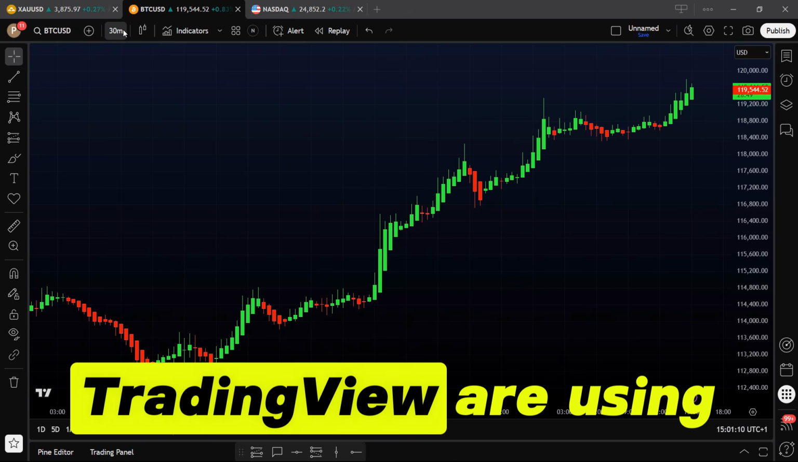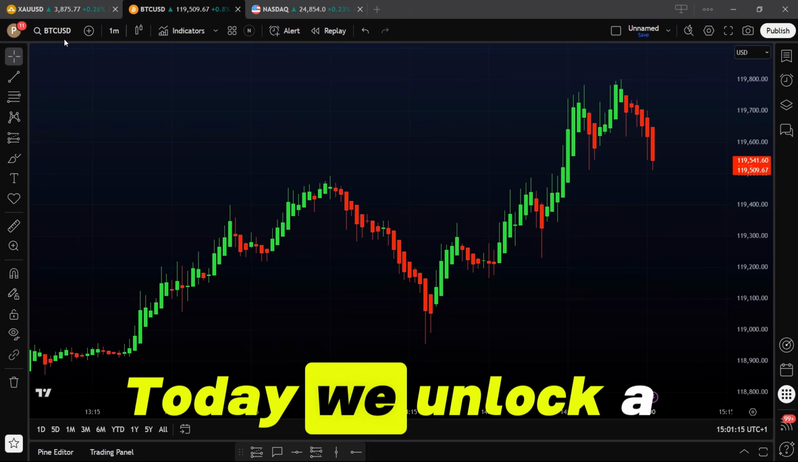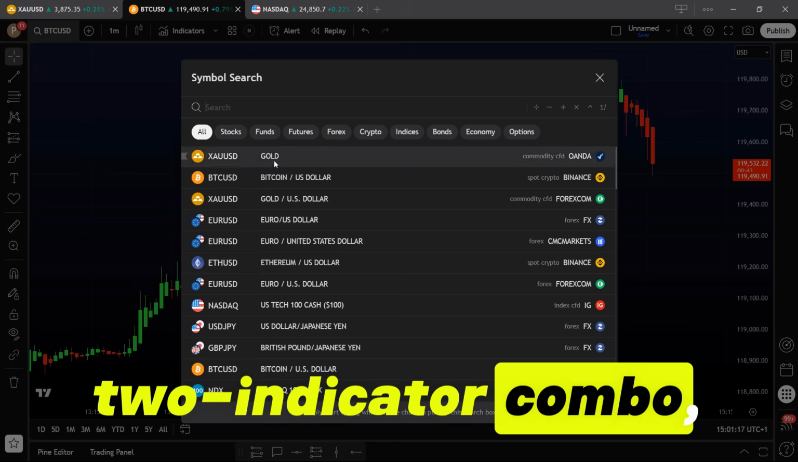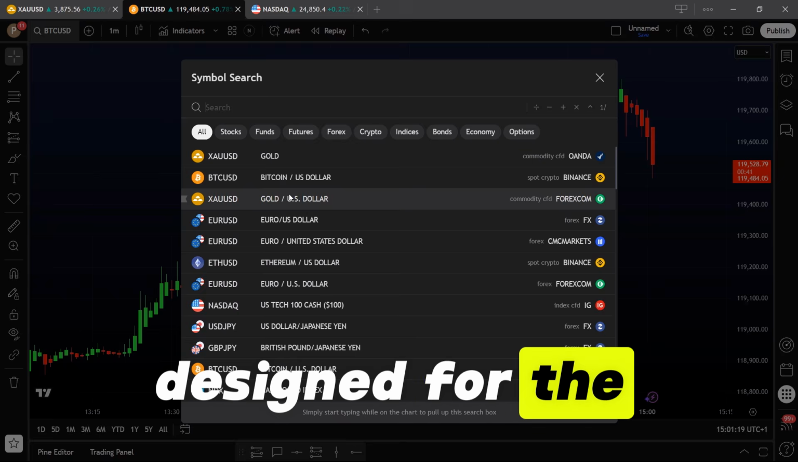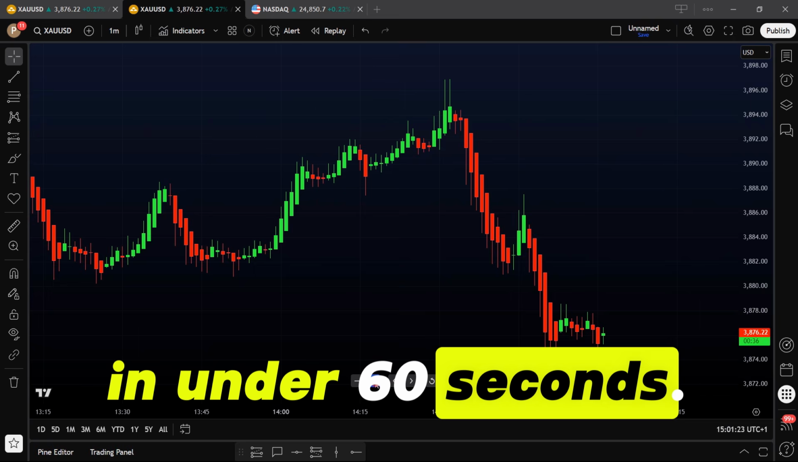Most traders on TradingView are using the wrong indicators. They are complex and they are slow. Today we unlock a forgotten two-indicator combo, a simple strategy designed for the 1-minute gold chart. Let's begin. Let's build this setup in under 60 seconds.